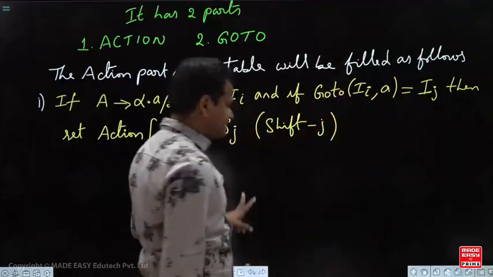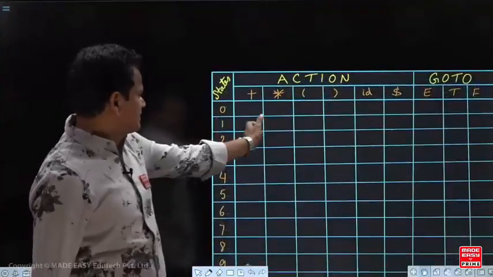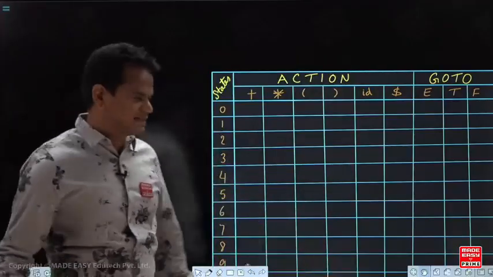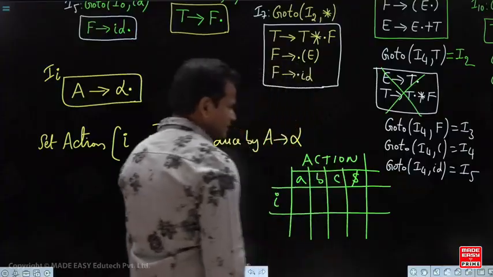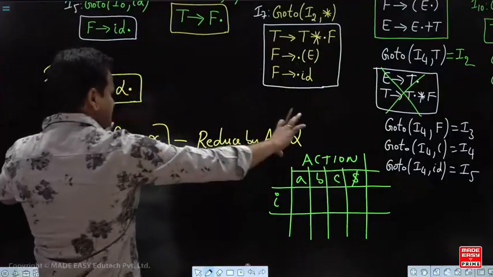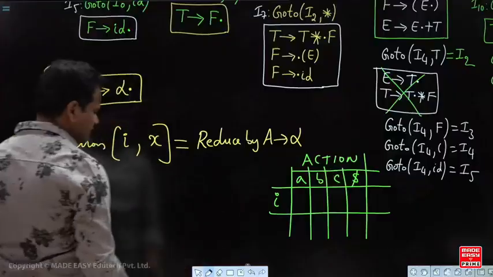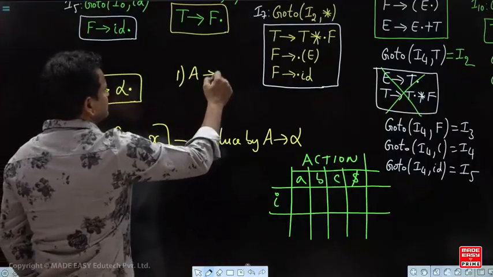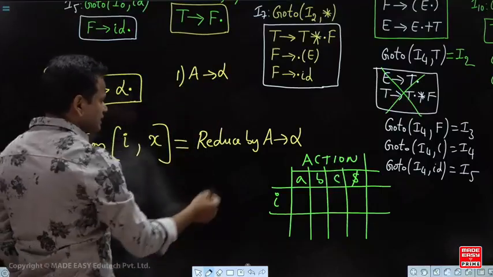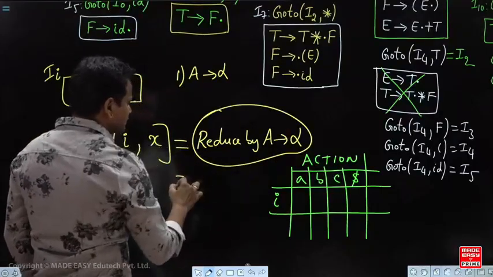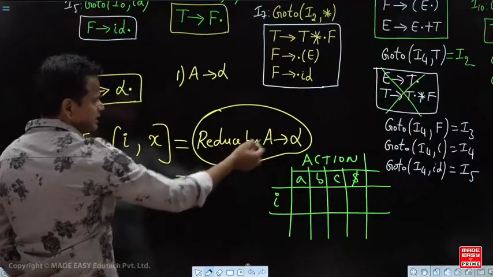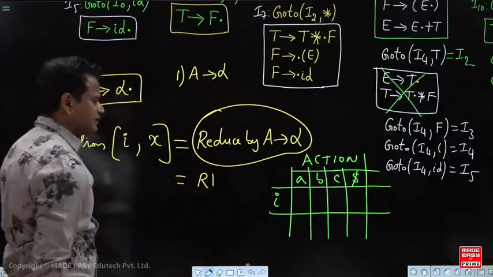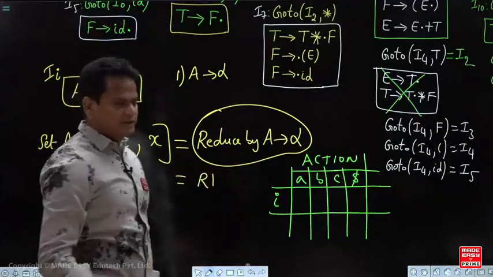Have you noticed this table? These tables have small boxes. In these small boxes, we cannot write reduce by E derives E plus T, E derives T, T star F. It is difficult to write such lengthy statements in those small boxes. So what we do simply is give a number to every production. Suppose the number is 1 or 2. So instead of writing the whole production, R for reduce, and what is this production? A derives alpha, and its number is 1. So simply we write R1. If its number is 2, R2. If it is 3, R3.